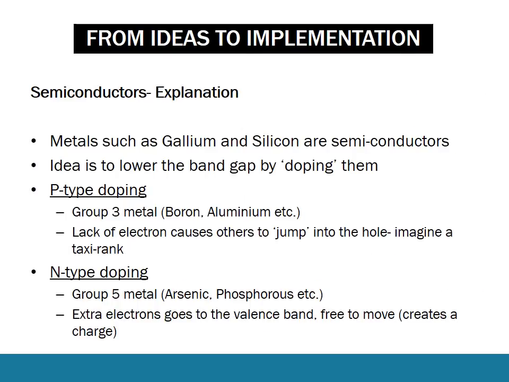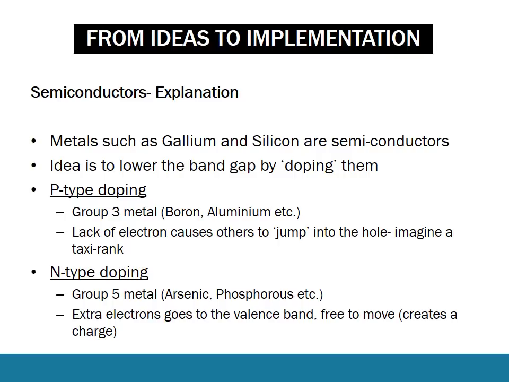So how do semiconductors actually work? We haven't talked really about semiconductors at all yet. Well, elements such as germanium and silicon are semiconductors. They have 4 valence electrons. However, we want to make them conduct even better, so we dope them. There are 2 types of doping. There's p-type doping, in which we add group 3 elements like boron and aluminium.